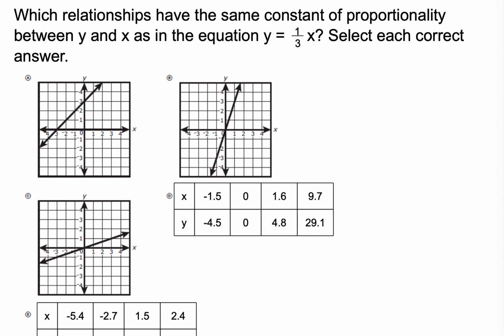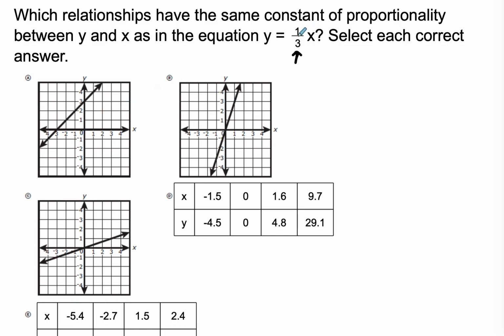All right, let's see. Which relationships have the same constant of proportionality between x and y as the equation y equals 1/3 x? Select each correct answer. Okay, my constant here is the 1/3. The number in front of the x, that is your slope, that's the constant. So we're looking for which other ones have that same relationship. Okay, so A, not going to have a constant of proportionality because it doesn't go through 0, 0. So we know right away A isn't going to be a correct answer.